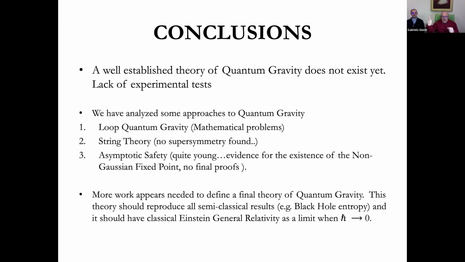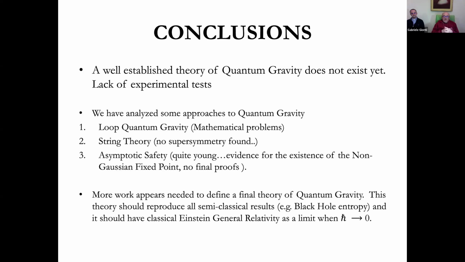One is canonical quantum gravity. That is the oldest approach. A new version of canonical quantum gravity is loop quantum gravity, which has mathematical problems. String theory has drawbacks because, as you probably know, supersymmetry has not been found yet, and experiments have not detected any supersymmetry. The third approach I introduced is asymptotic safety.